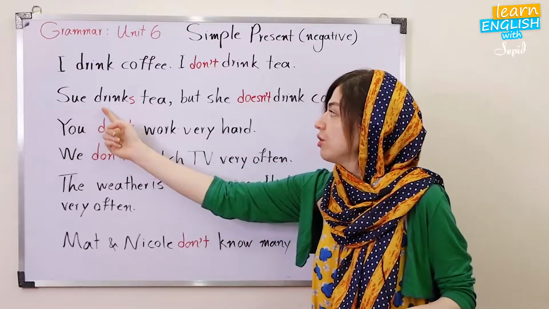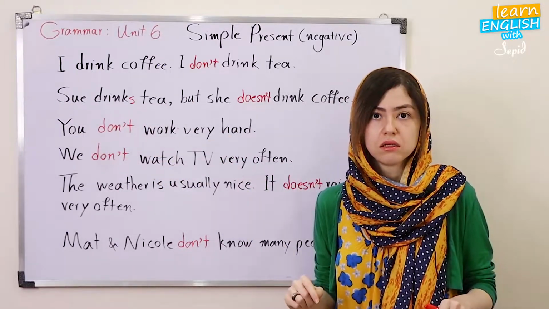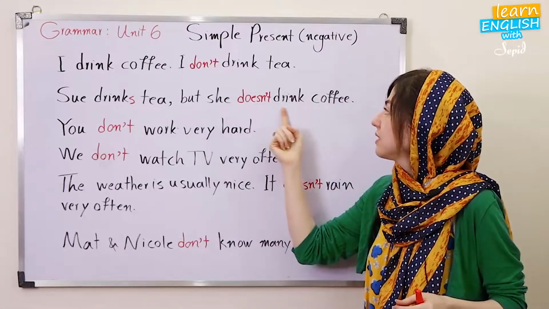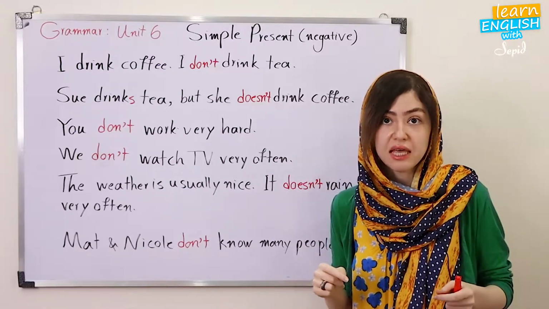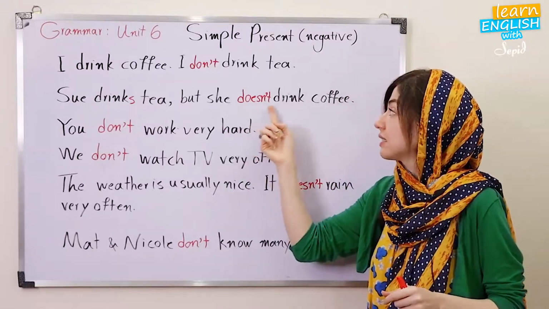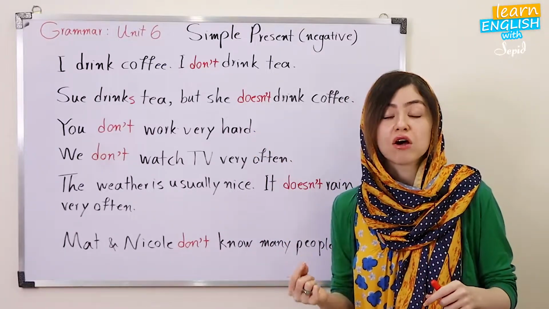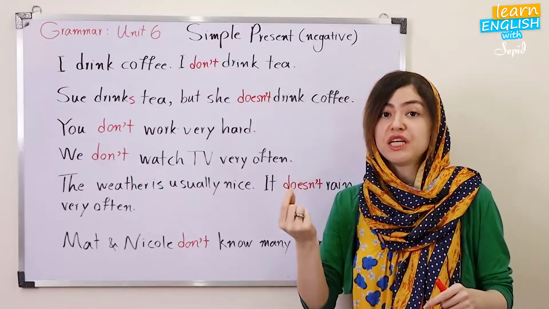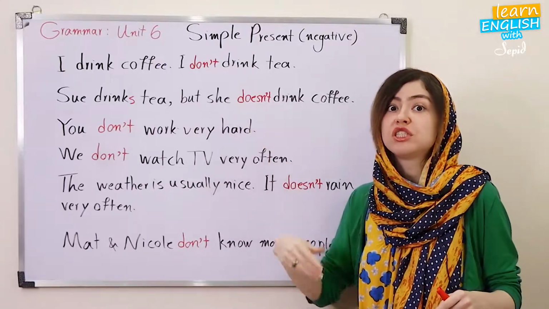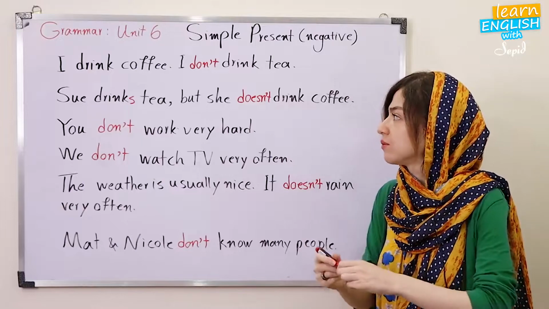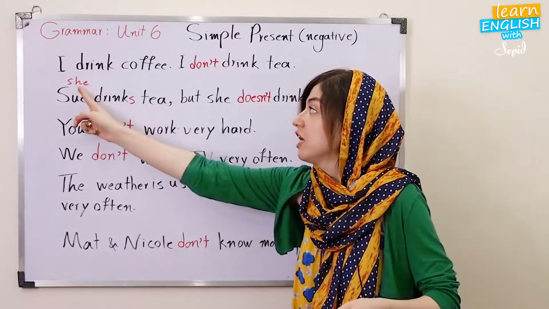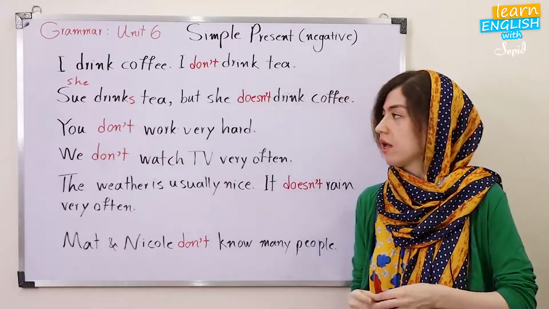Now the next. Sue drinks tea. But she doesn't drink coffee. So she drinks tea, but she doesn't drink coffee. So instead of don't, if we have she, he, it in sentences, we need to change it into doesn't. Okay, so remember that. And Sue here is she. Again, remember that. Because of that, we say she drinks. Sue drinks. Okay, that's the case.